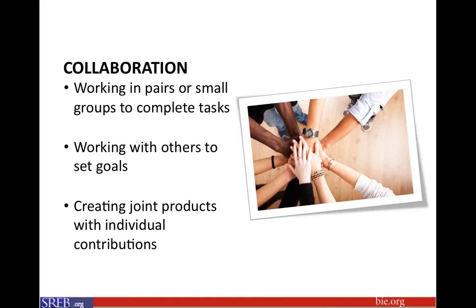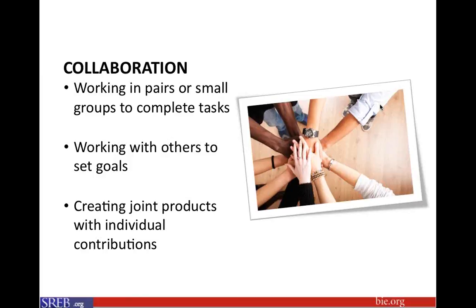I know a lot of people are nervous about group work. I always call it teamwork as a way of avoiding that word. And if you focus on what collaboration really should be in a project: working in pairs or small groups to complete tasks, working with others to set goals, creating joint products with different individual contributions. So all of us had an individual thing that we worked on and that came together to make the whole. But not just because each of us did a part, but because we thought different things and made different contributions about the whole project.